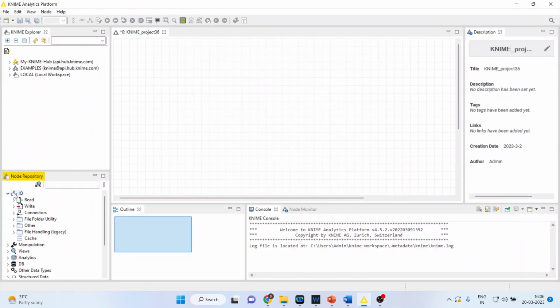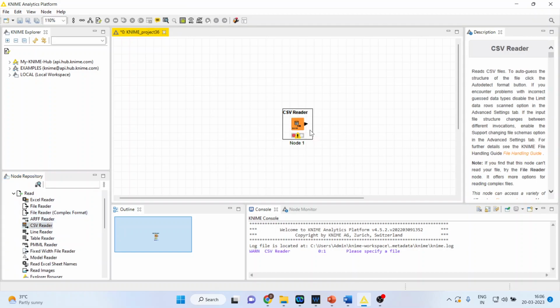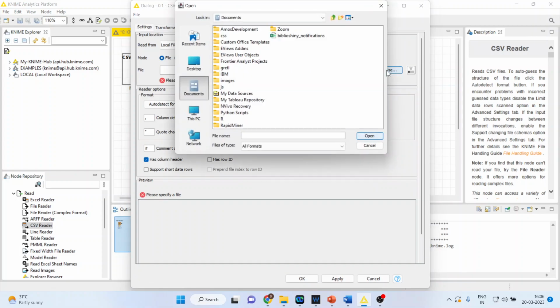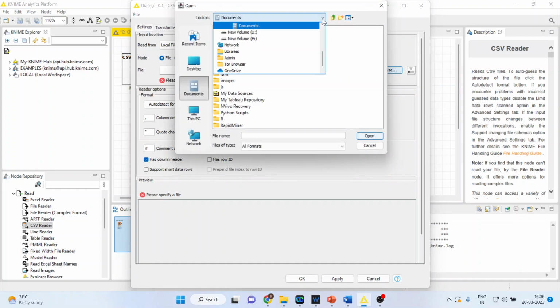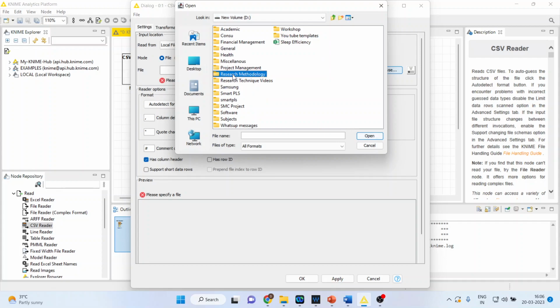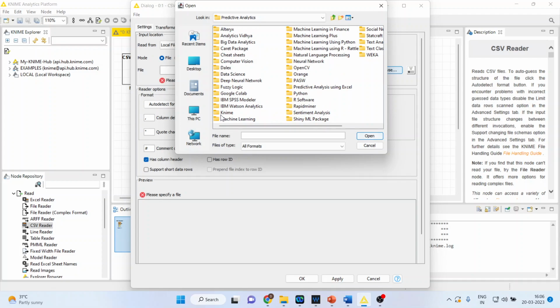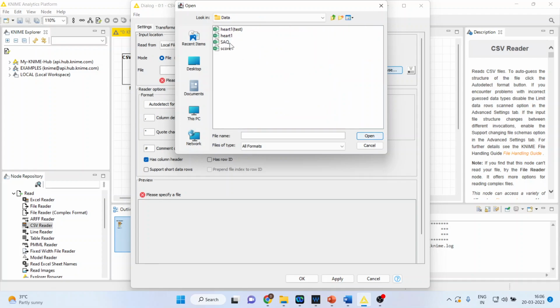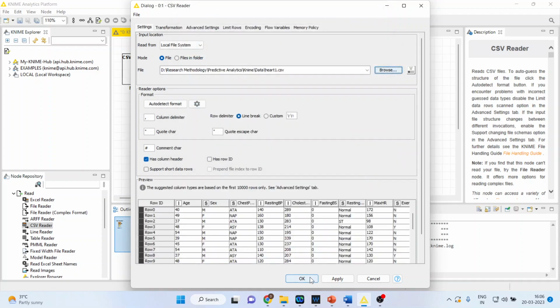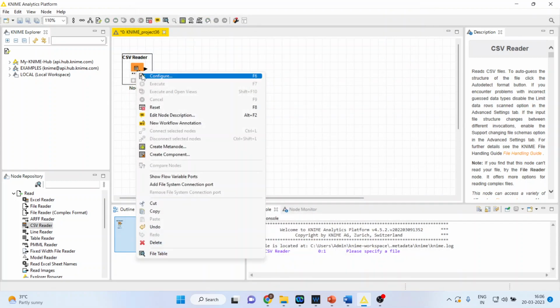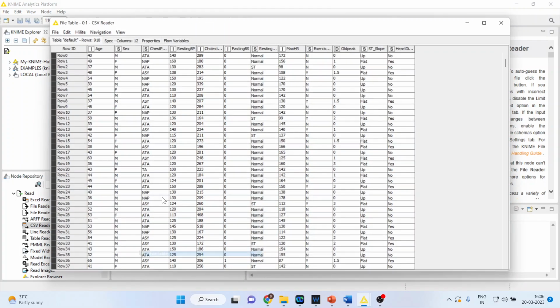I'll activate input output from here, the CSV reader node. I'm using the CSV reader node as my dataset is in CSV format. Double click on it, browse. I'll browse my dataset. I'll request all my viewers to kindly refer to my previous video to understand the flow of this lecture series. I'll connect Heart 1 with this. Press open, click OK. Right click on it and execute. Again right click on it and activate the file table.